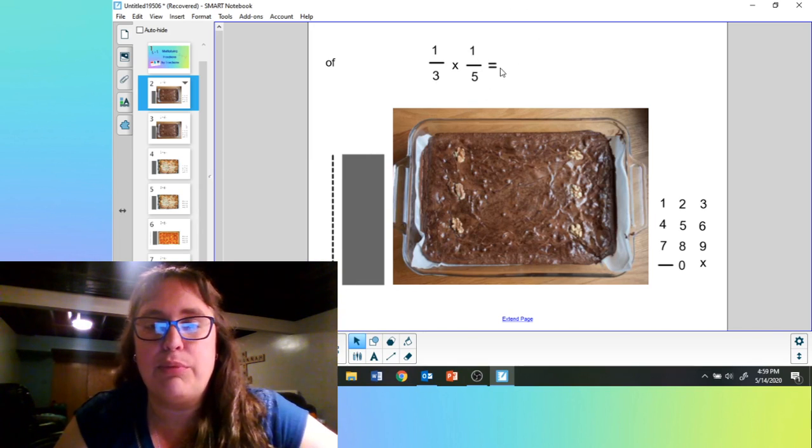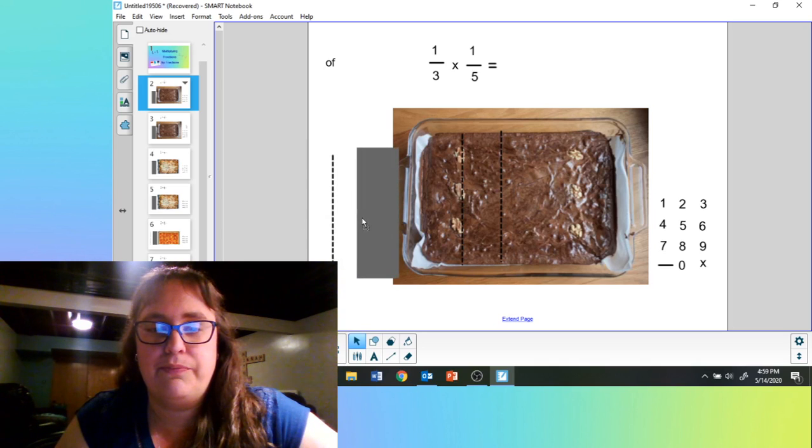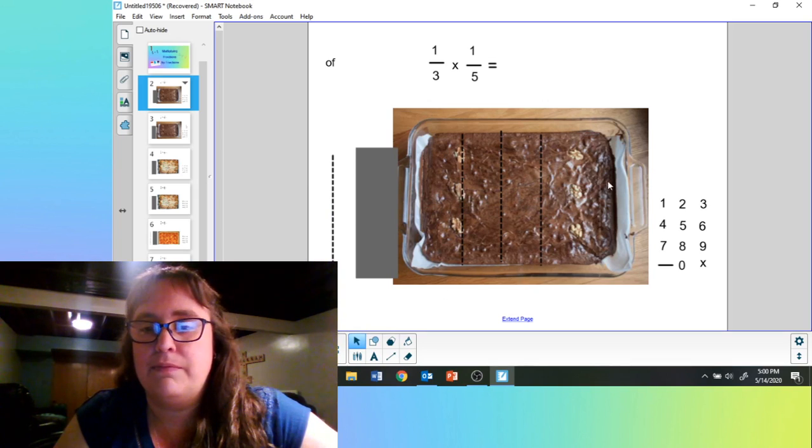First, we need to divide this pan of brownies into fifths. So let's take a look here and see if I can do that appropriately. I've got there, splitting it into fifths. 1, 2, 3, that'll be close enough. 4 and 5, all right, and we're going to label each one of these. This is 1/5, another 5th, another 5th, 4/5, and 5/5, making the whole.